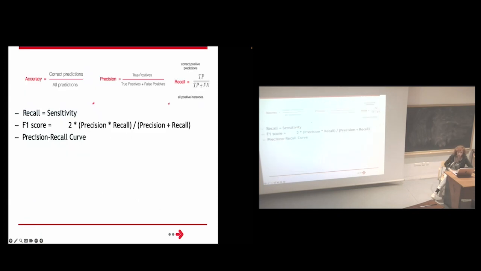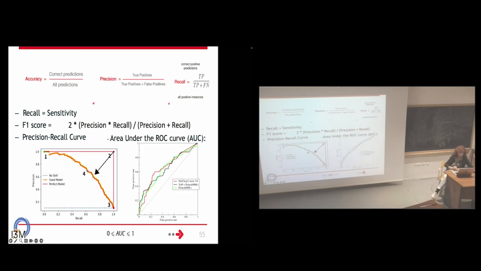We have also other metrics like recall, which is finally sensitivity, the F1 score, which is a weighted ratio between precision and recall, and the precision-recall curve to put in comparison with the previous one. What we generally analyze is the area under the ROC curve. We say that it is between 0, bad result, and 1, best result.